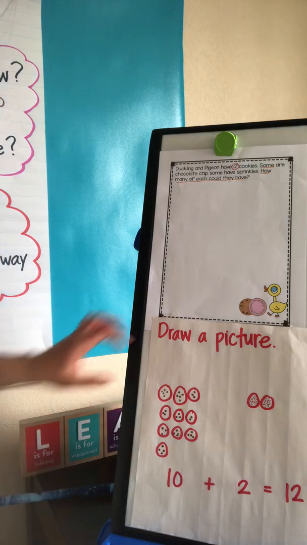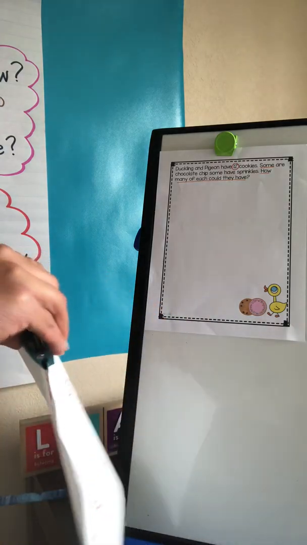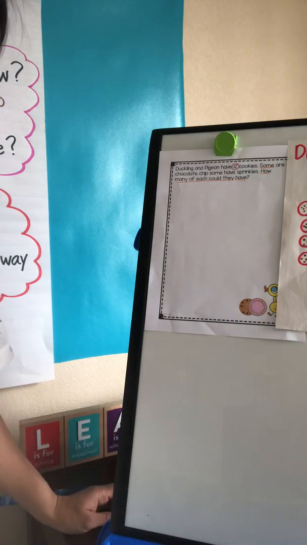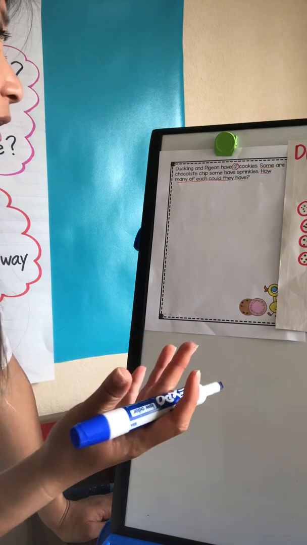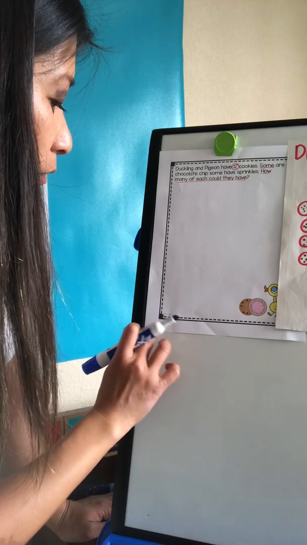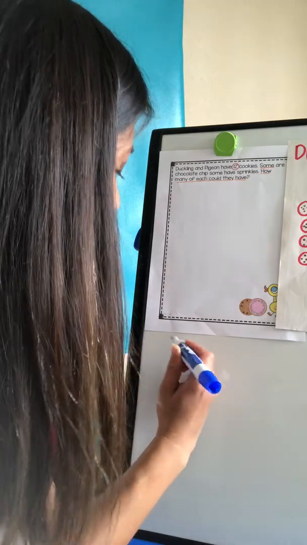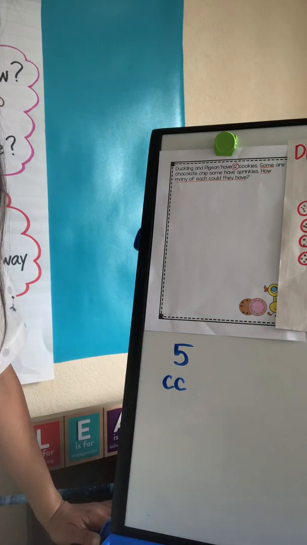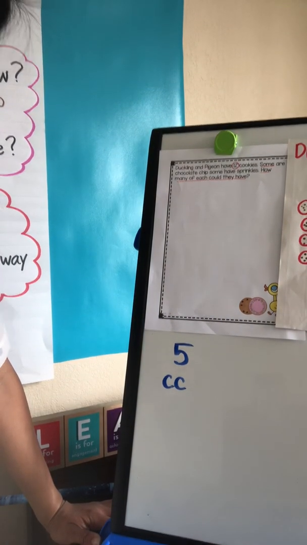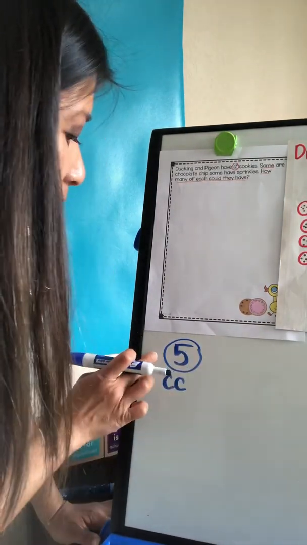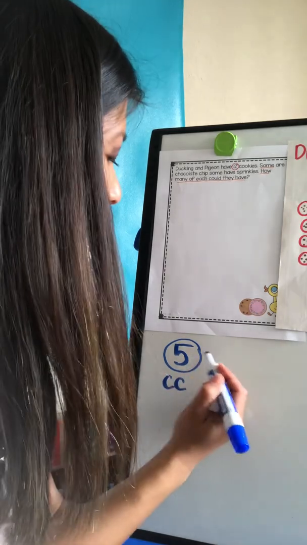Now I have to think about, is there another way that I could solve this problem? If duckling and pigeon only have 12 cookies, well, I'm trying to solve for how many of each they could have. So I can think of a different number, less than 12. So let's say that they have 5 chocolate chip cookies. So I'm going to try counting on to see if I can solve it a different way. And I just labeled CC for chocolate chip. I'm going to circle my number because this is how many chocolate chip cookies they have. Okay, so 5 chocolate chip cookies.